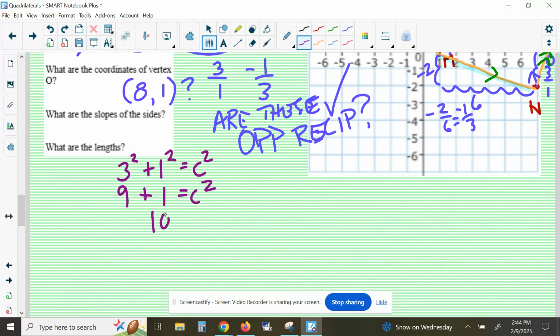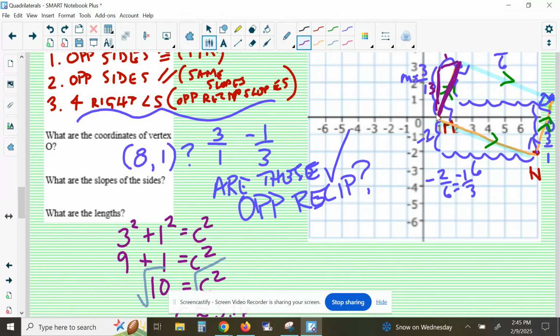Combine like terms here, we get 10 equals c squared. And then we need to take the square root of both sides. In my calculator, remember you hit the second button and then the x squared button, and your radical pops up with the parentheses, and you put the 10 in there, and you get approximately 3.16. So c is approximately 3.16. So that's the length of this little purple side here.